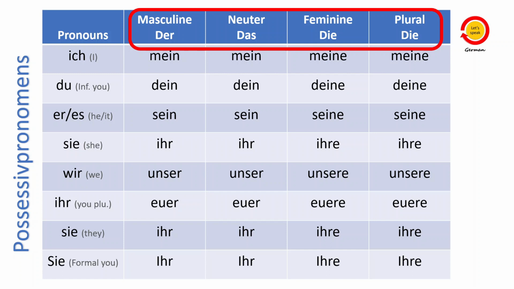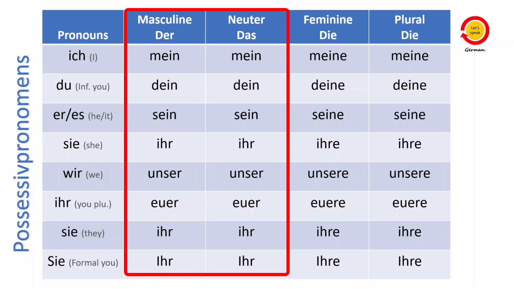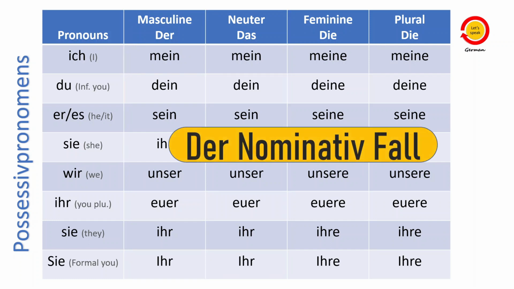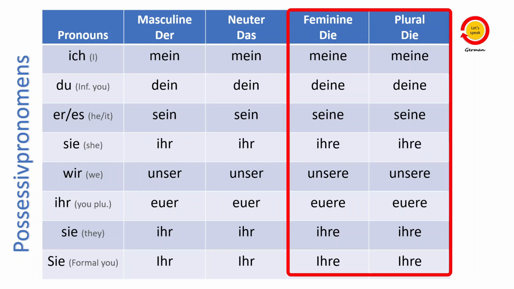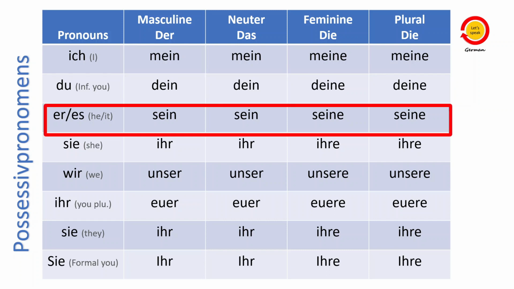Please repeat after me. Ich or I, mein, meine, meiner. All the possessive pronouns for masculine and neutral gender are same for their nominative case. Similarly, all the possessive pronouns for feminine and plurals are same, they just have an additional e at the end. Quite easy to remember, isn't it? Du or the informal you, dein, deiner, deiner. Es, he or it, sein, seiner, seiner.